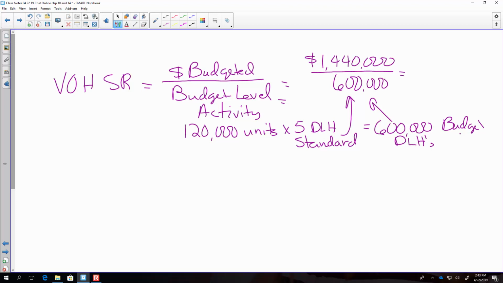So we simply take a division here of the 1.44 million divided by the 600,000, and we get 2.4, the standard variable overhead rate per what? Direct labor hour. So this is our SVOR, standard variable rate, that we use in our templates. Now we could do the same thing for not only our variable overhead, but also for our fixed overhead. So let's just do that. I'm going to change colors here.